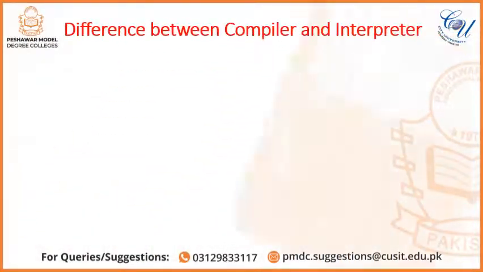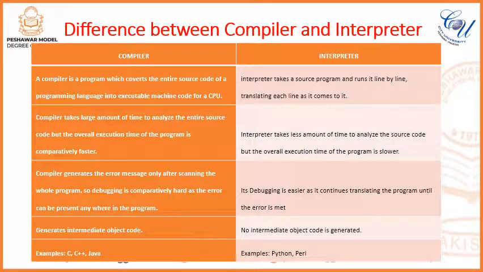Some differences of compiler and interpreter are: a compiler is a program which converts the entire source code of programming language into executable machine code for a CPU. So it converts an entire source code. While interpreter takes a source program and runs it line by line, translating each line as it comes to it. So compiler translates source code as a whole, while interpreter translates the program line by line.